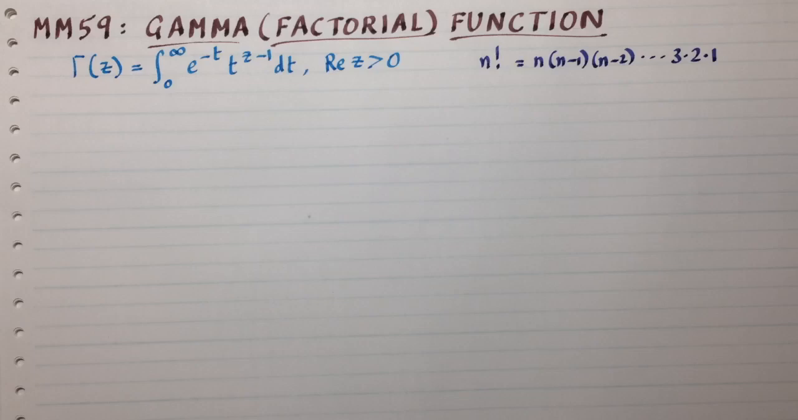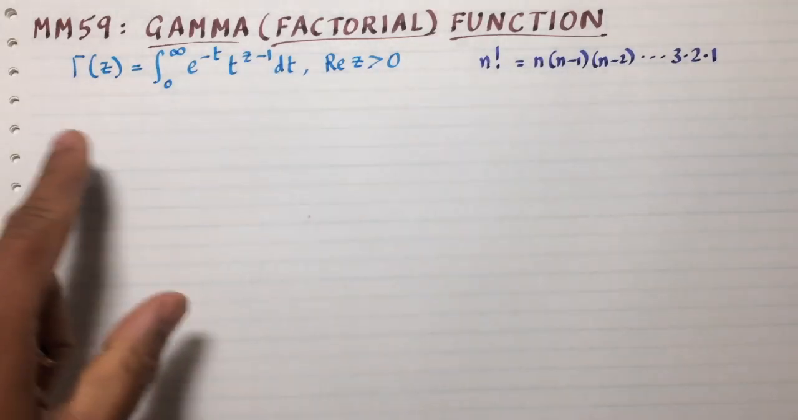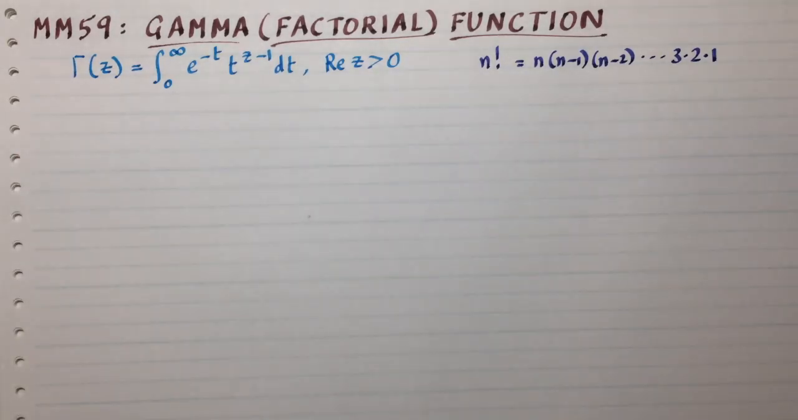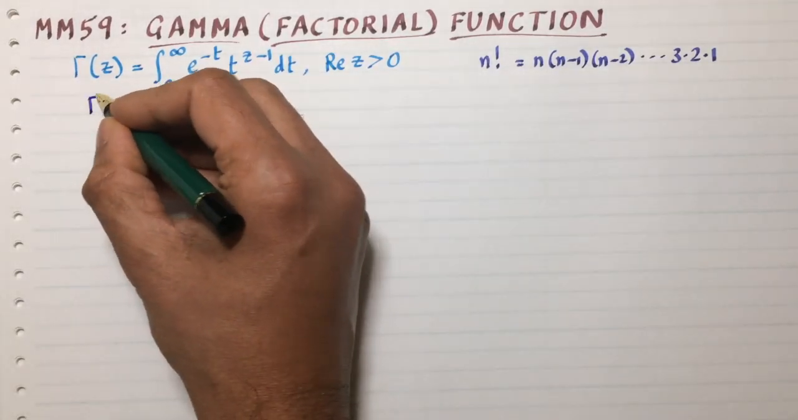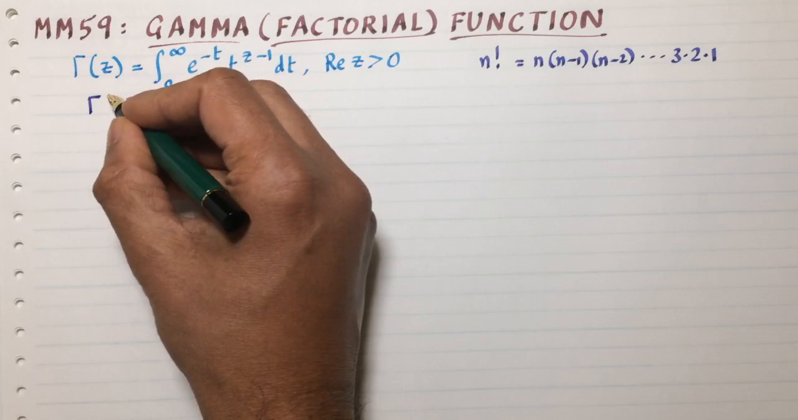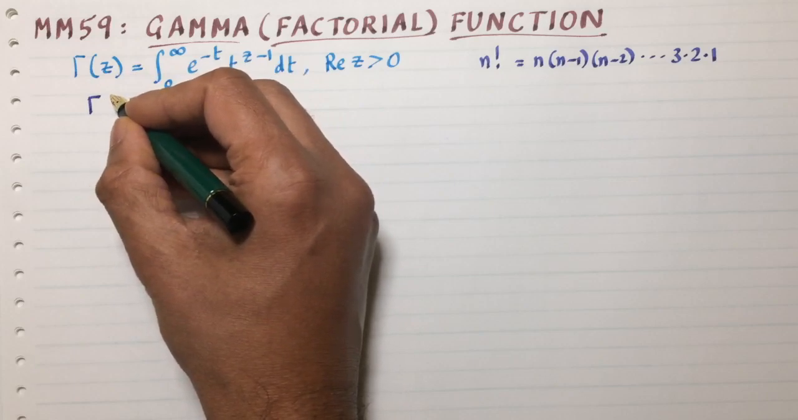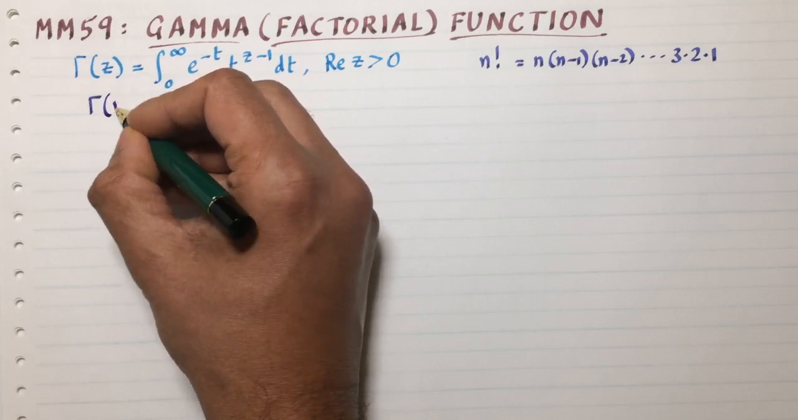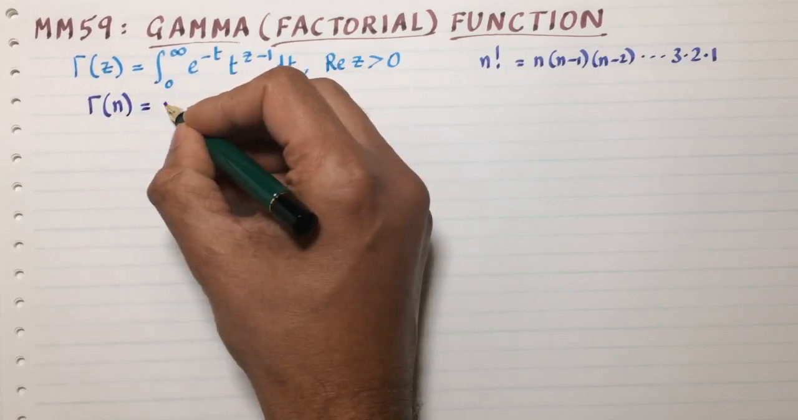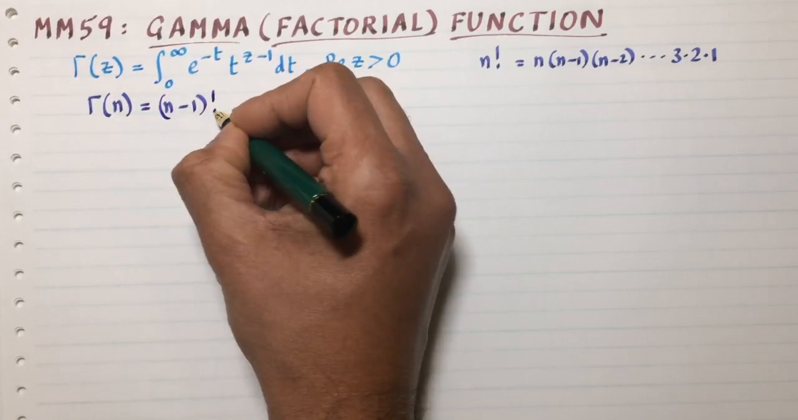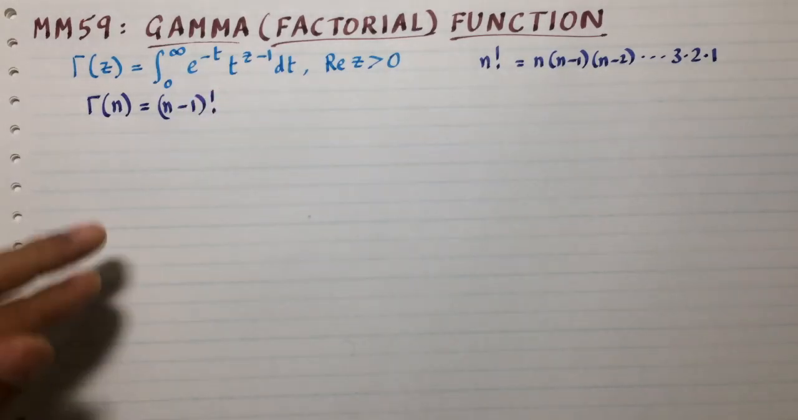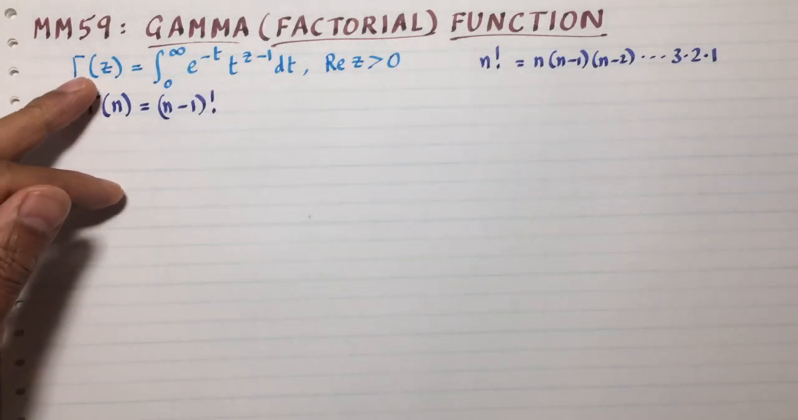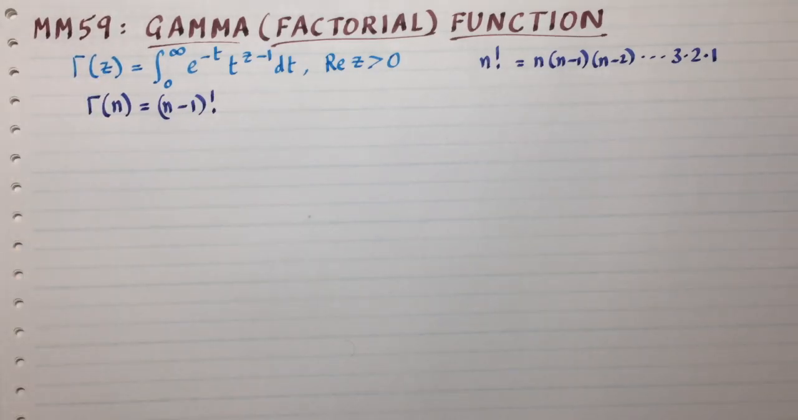Well, what if n is not an integer? That's where the gamma function comes in. That's a generalization, and you can show that z can be any complex number, but for the specific case where z is n, you can show that this gives me n minus 1 factorial. So it's indeed a generalization of the factorial to any arbitrary value z, any complex number.